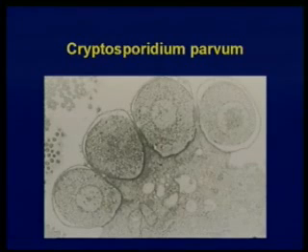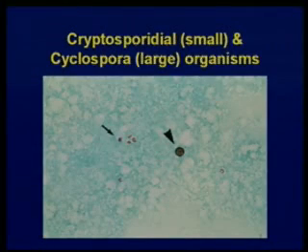Here's Cryptosporidium parvum. What do I want to say about that? That's what it looks like. Here is Cryptosporidium, which is smaller, and Cyclospora, which is larger. Isospora belli, and this is a modified acid-fast stain of the organism, more elliptoid, like elliptical.